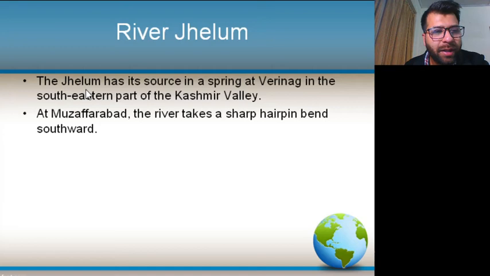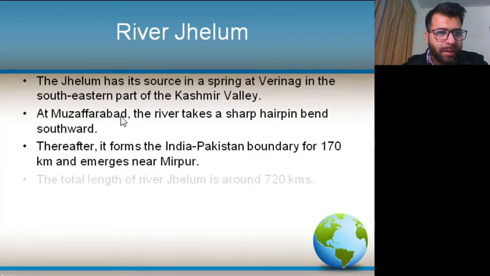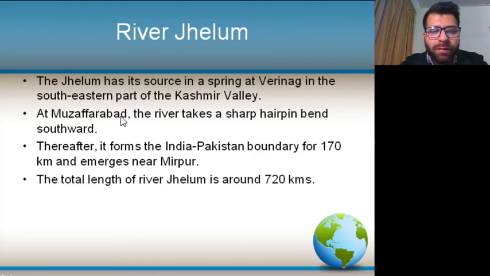At Muzaffarabad, the river takes a sharp hairpin bend southward, the same as river Indus. Muzaffarabad is again at the border of India and Pakistan. Thereafter, it forms the India-Pakistan boundary for 170 kilometers and merges near Mirpur. The total length of river Jhelum is 720 kilometers.